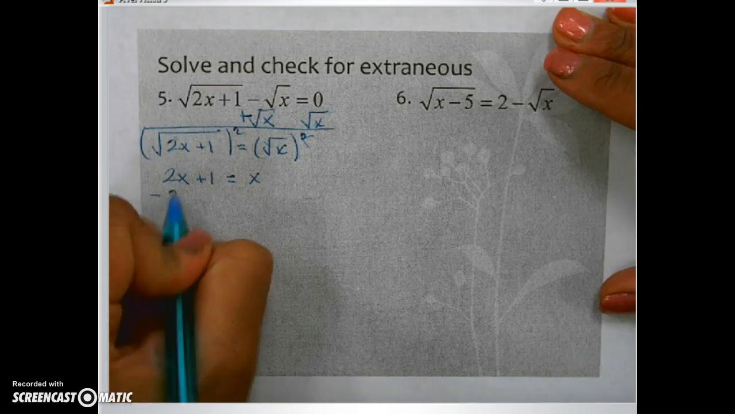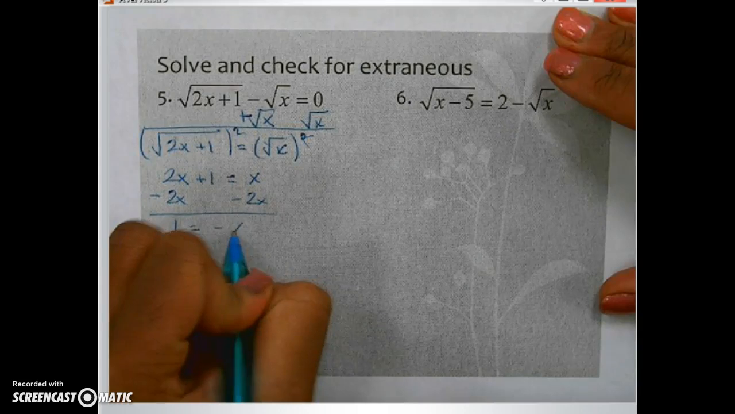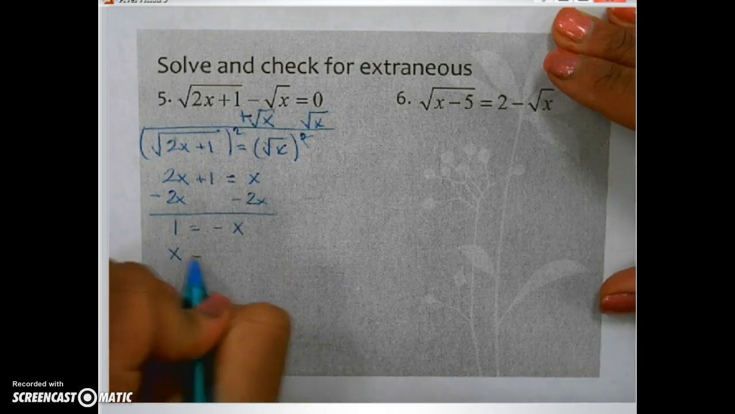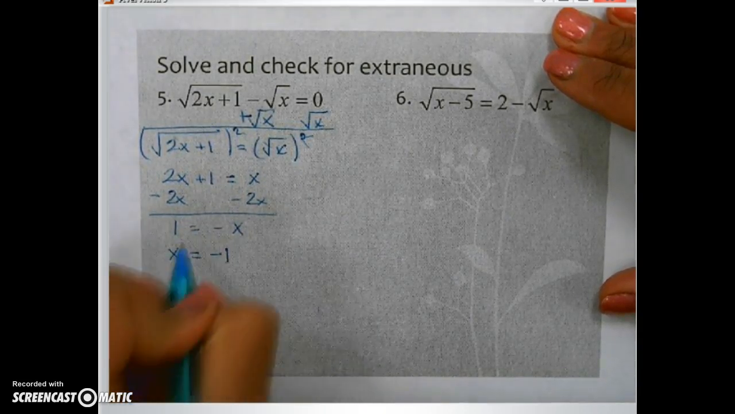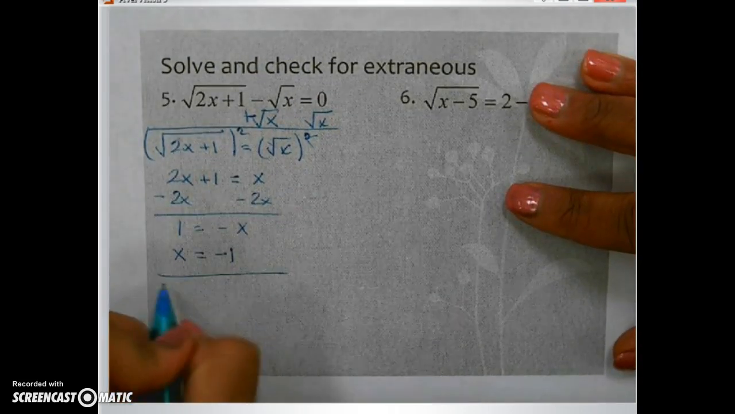I'll subtract 2x, and I have 1 is equal to negative x. So x is equal to negative 1 if you divide both sides by negative 1. All right, let's do our check before we box.